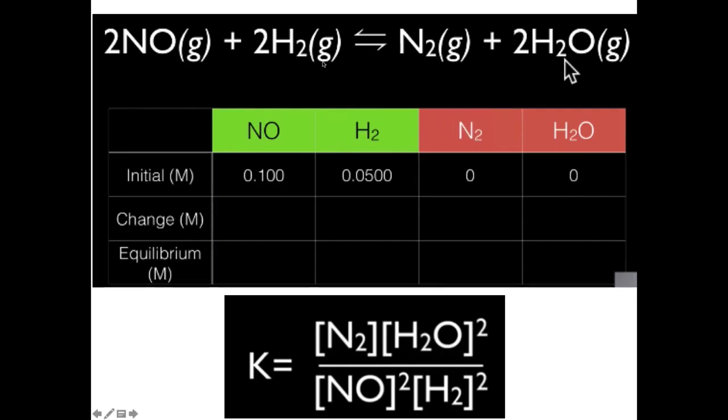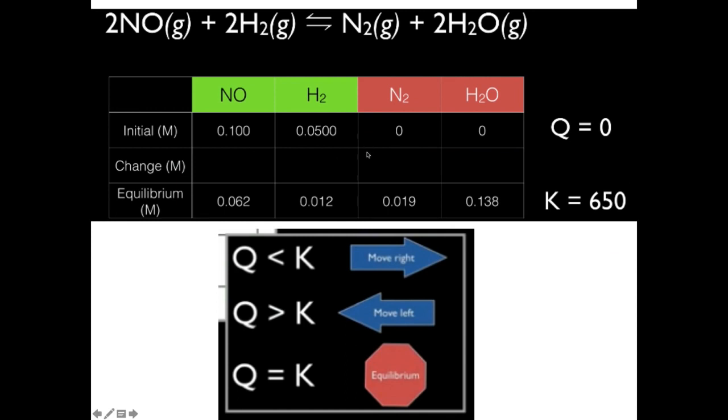Then what's going to happen is that when you set this up, as long as you're given the initial items, that will help you determine what's going to happen in the equation. So what's going to occur on this one, if you set these values into the equation, your Q is going to be 0 because we literally have no products at all.